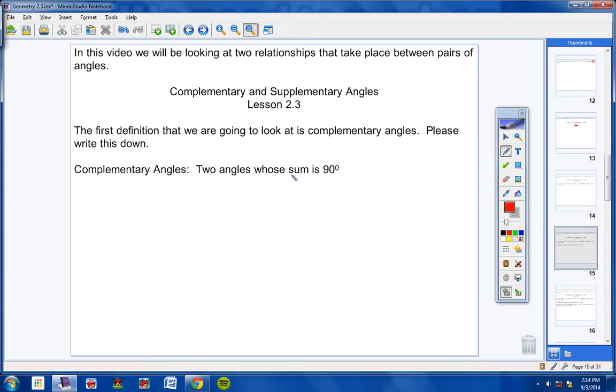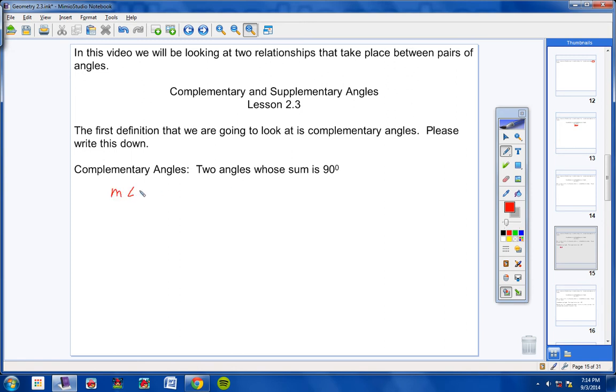Complementary angles are two angles whose sum is 90. Please copy this in your notes. Now, I would like you to write down all of these examples that I give you, please. One more time, complementary angles are two angles whose sum is 90.